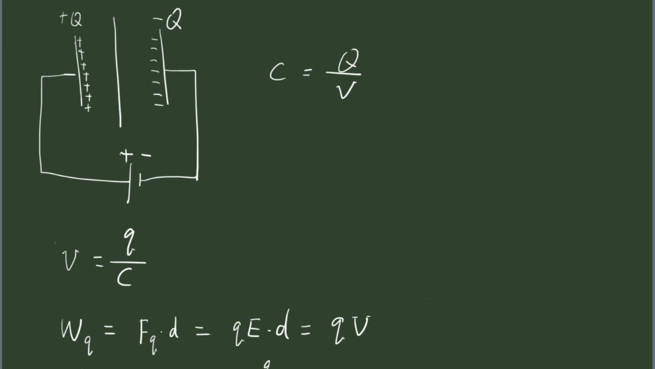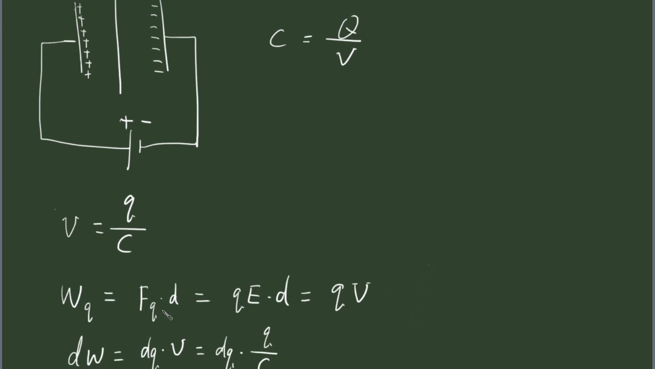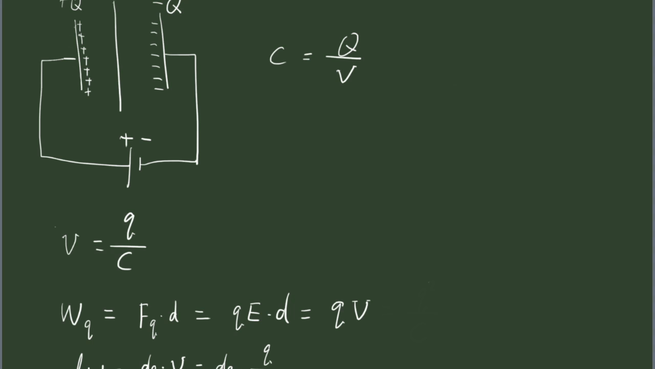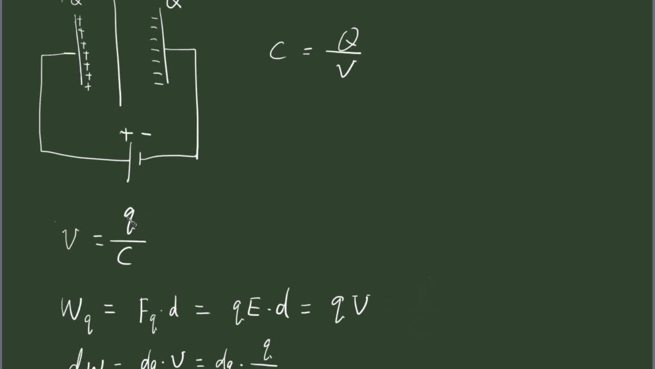So the work to move charge Q is F dot d, where d is the distance between these two plates, and that is QE dot d. Ed is the electric potential difference, V. When some charge is moved to the right side, there is an electric potential difference, V. That is Q over C.